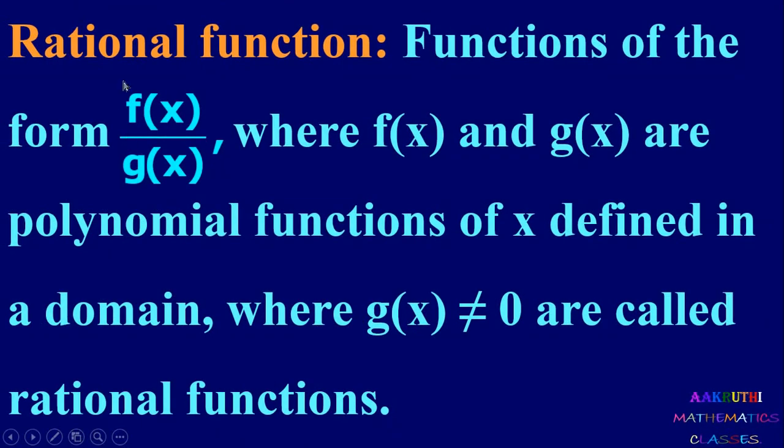So next function, rational function. A function of the form f of x by g of x, where f of x and g of x are polynomial functions of x defined in a domain where g of x is not equal to 0 are called rational functions. Any function of the form f of x by g of x, where g of x is not equal to 0 is called as rational function.